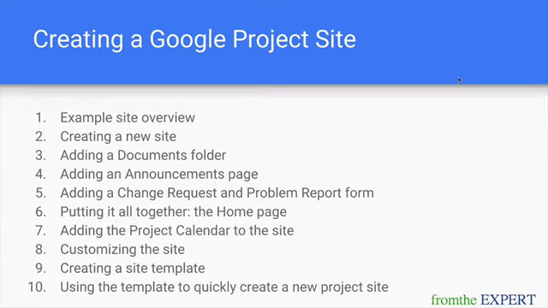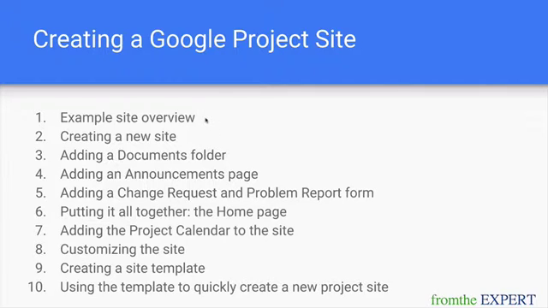So these are the steps we'll go through to create our first Google project site. The thing to remember is this may look like a lot, and it's not. It's really pretty straightforward. And furthermore, once you've created your site, you'll be able to save it as a template and reuse it easily. So let's go through what steps we're going to follow, and then we can get started.